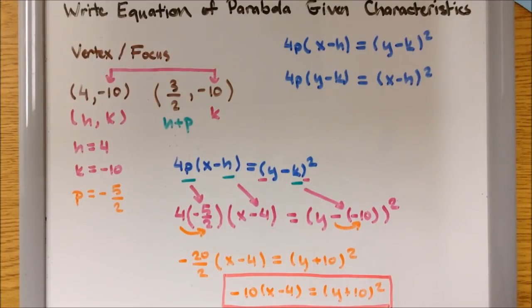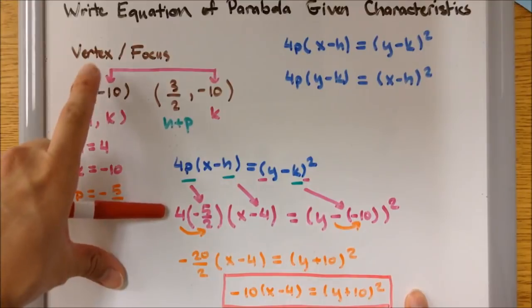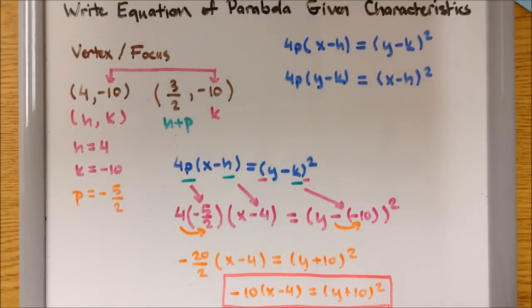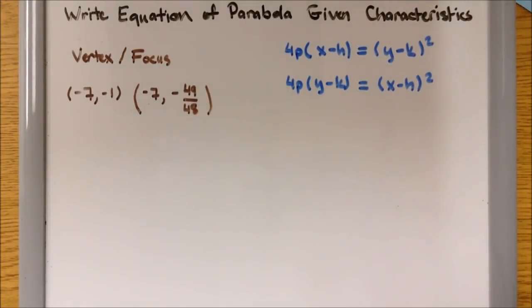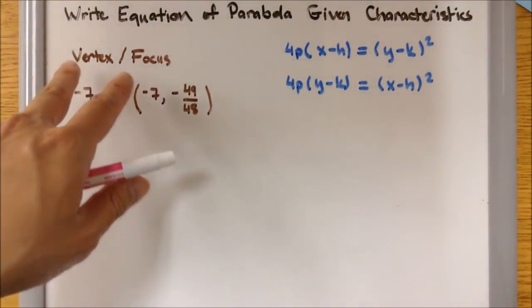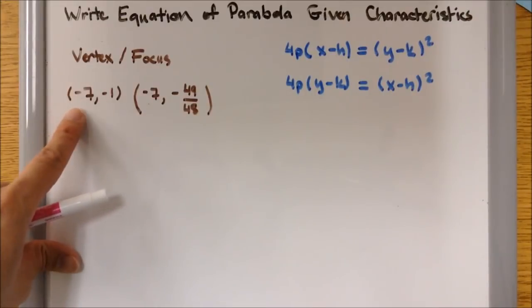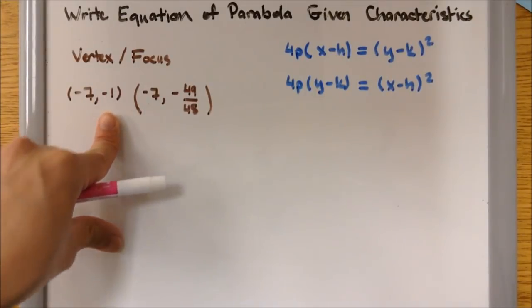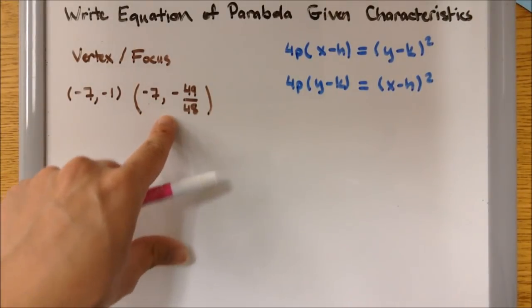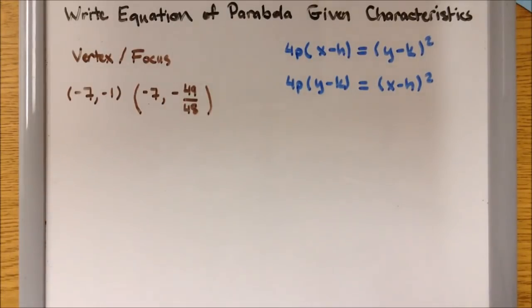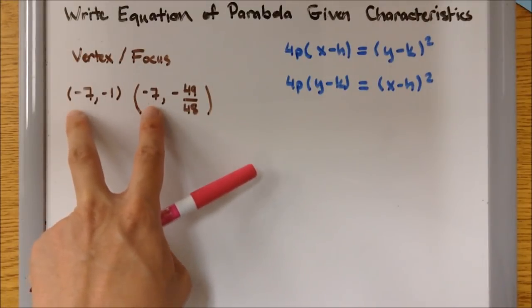So this is the work on how to find the equation of a parabola when you're given the vertex and focus. In the second example, with the given vertex and focus, my vertex is (-7, -1). My focus is (-7, -49/48). So what I know is that my x values are the same.